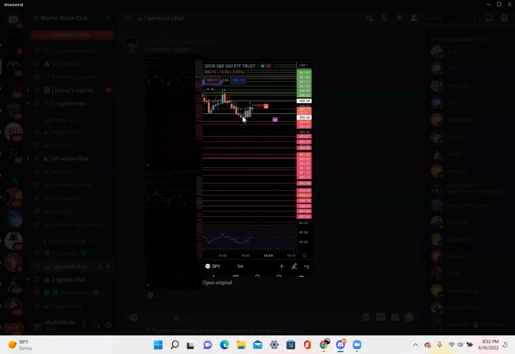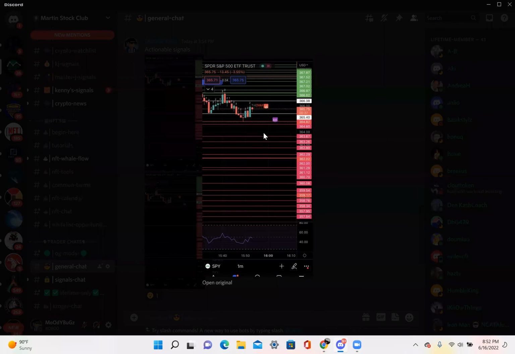Just like this, a Dragonfly Doji is an actionable signal. Any doji is an actionable signal, even though you got to understand doji also is indecision in the market. Pin bar is an actionable signal, right? It's letting you know that whatever trend you're seeing that pin bar in, it can possibly continue in that trend, right?